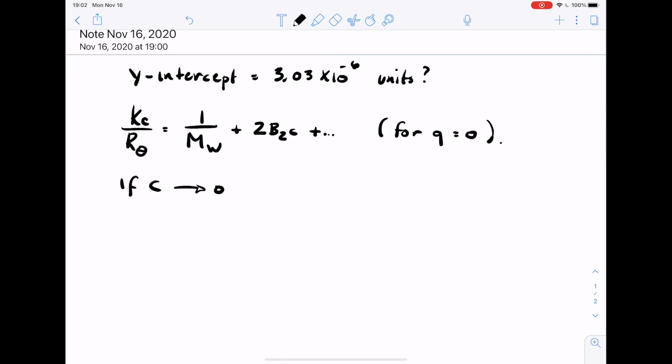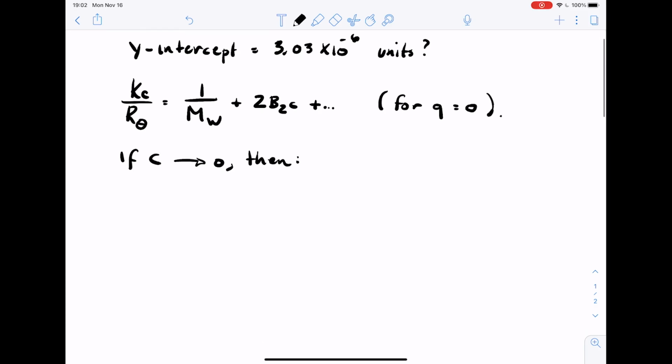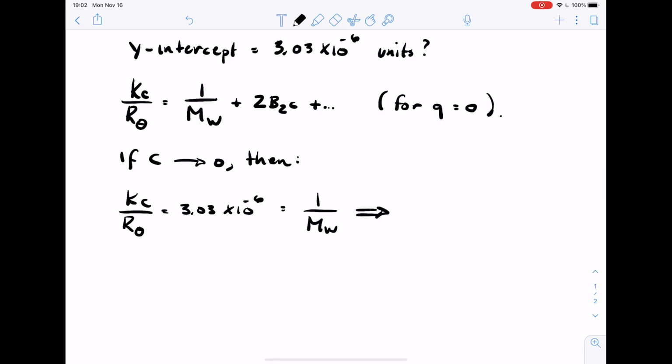So if the concentration goes to 0, that second virial coefficient term isn't going to matter very much. So Kc divided by R theta will be 1 over molecular weight. And that intercept is equal to 3.03 times 10 to the minus 6th. So if that's the case, then the units of Kc over R theta must be moles per gram.